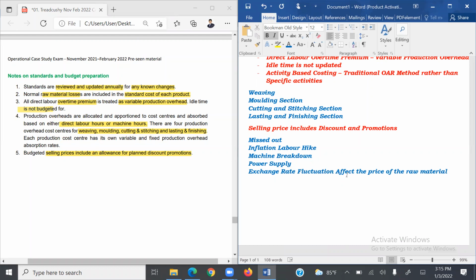Can there be an exchange rate fluctuation that affects the price of raw material? I think so. There is a high chance. Thank you very much, students. Students, can you tell me some other point of view? Now, I am only telling you.